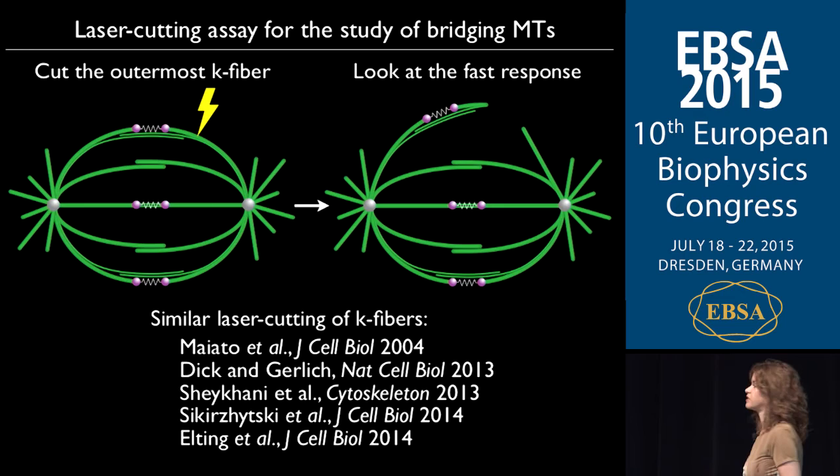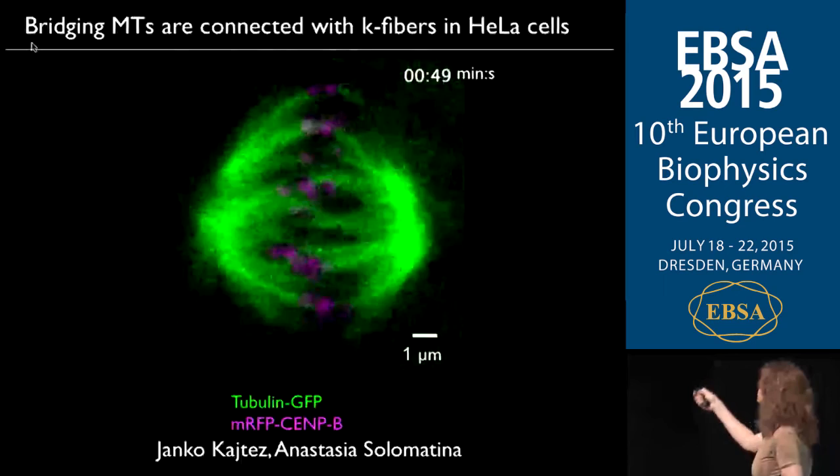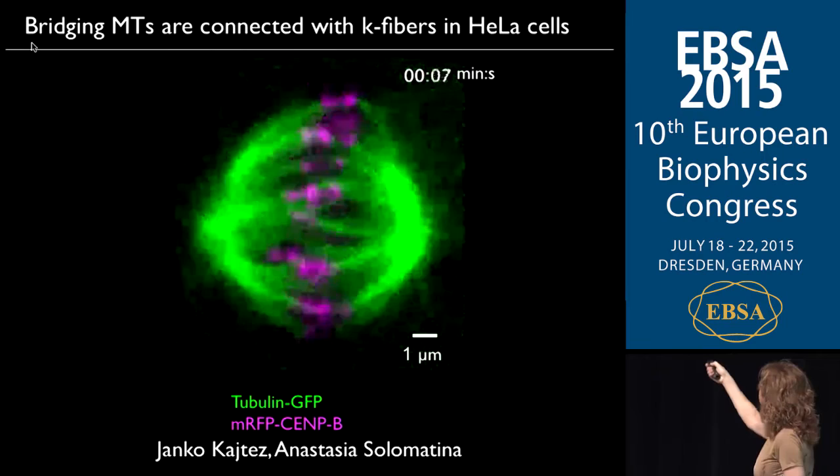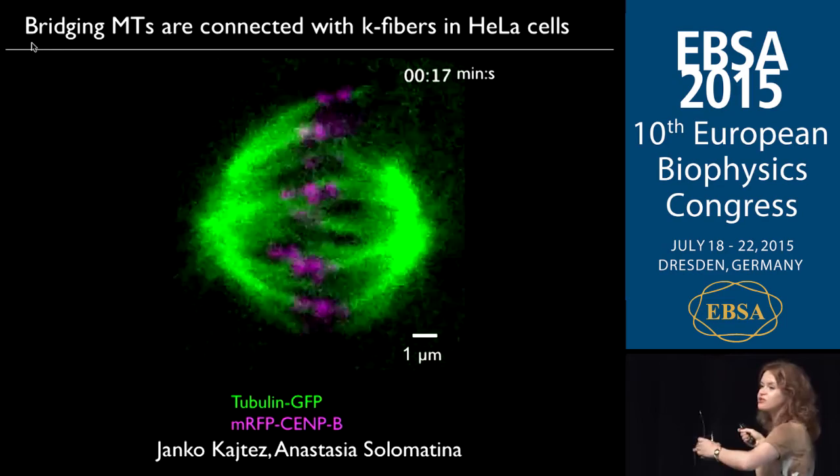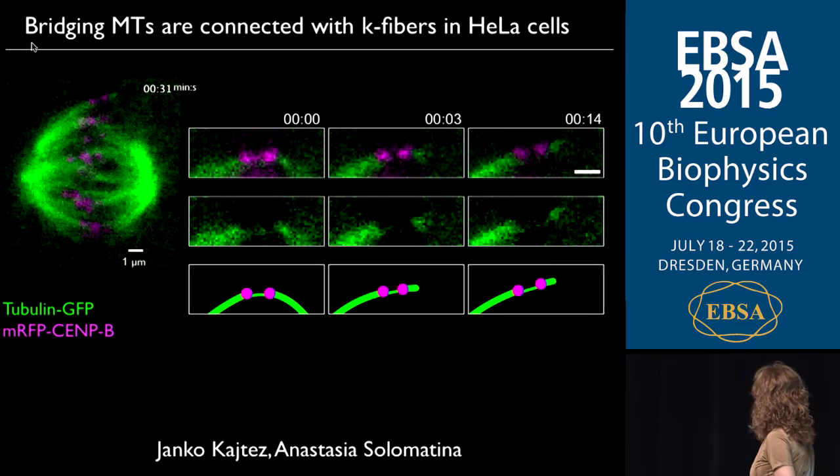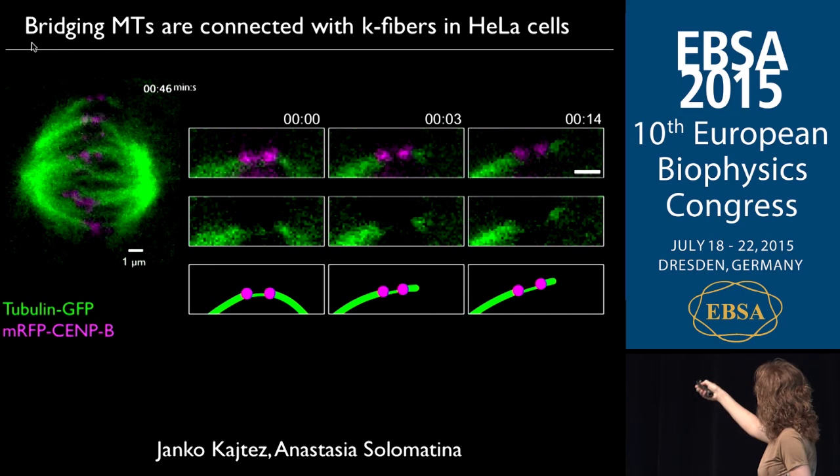So let's see an experiment. Here is a live human cell, a HeLa cell, and we do the cut here. You can see the cut here, and you can see how this movement occurs. The kinetochores and the microtubules move up. They move away, and it's easier to see this if we zoom in into the region around these kinetochores. So this is before the cut.